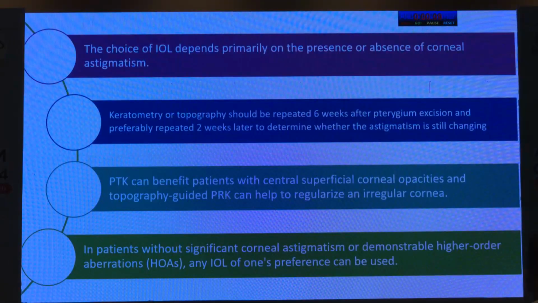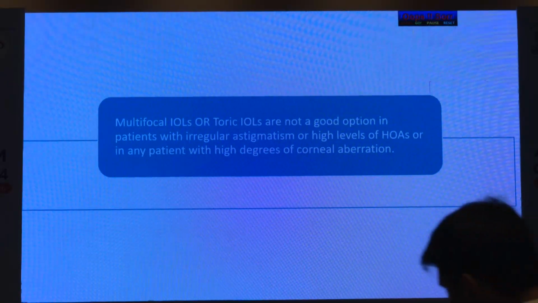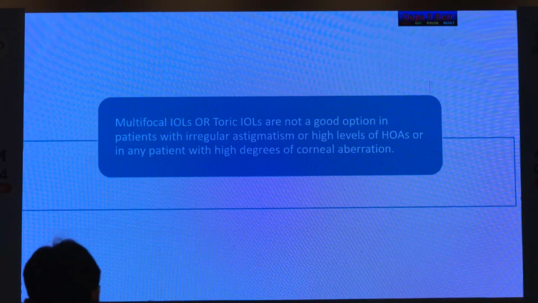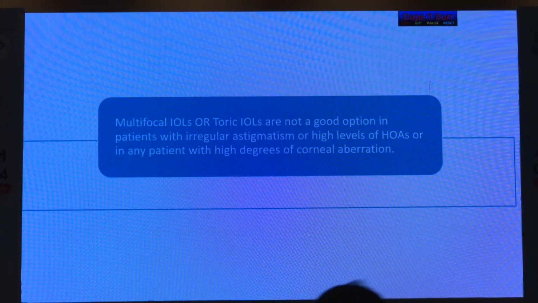So IOL choice depends on the presence or absence of corneal astigmatism. Keratometry and topography should be done 6 weeks after pterygium excision, or preferably repeated after 2 weeks. And in patients without significant corneal astigmatism, or who demonstrate no higher order aberration, we can go for any intraocular lens. But multifocal IOLs and toric IOLs are not good options in irregular astigmatism.